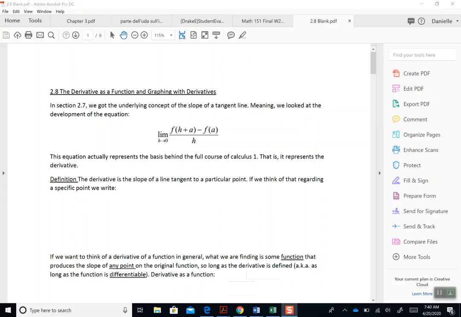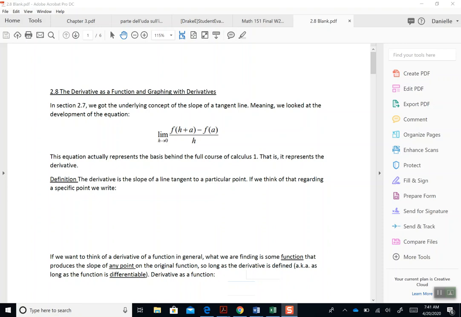All right, so in section 2.7, you worked a lot with this equation: the limit as h goes to 0 of f of a plus h, or h plus a, either way is fine, minus f of a, over h. We found that this is the equation we have when we're trying to find the slope of the tangent line to a point on some function. This equation actually is representative of what we call the derivative. The only difference between this and the derivative is we name it the derivative at a, and we can also represent the derivative as a function.